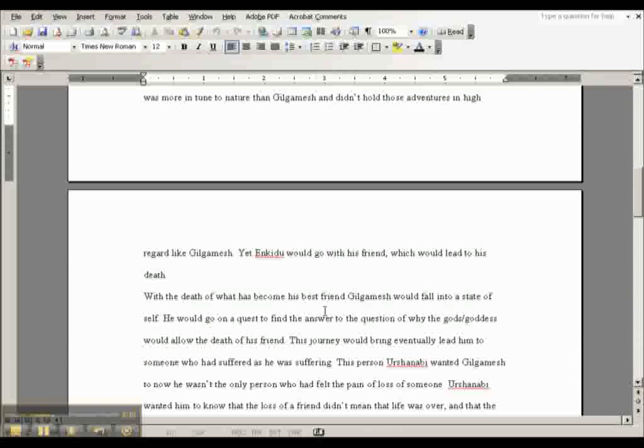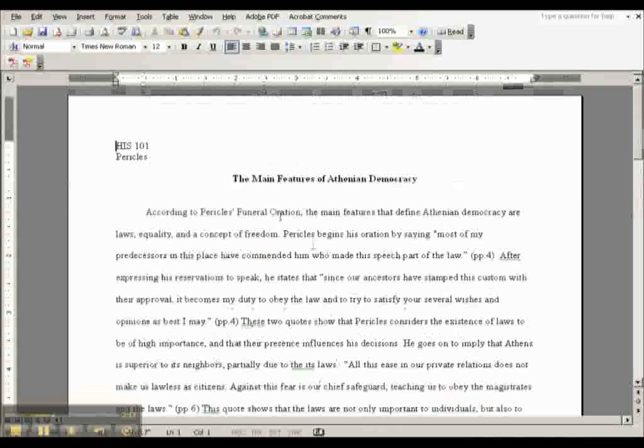Like with that last assignment, here's a paper assignment from 101 on the Gilgamesh book, and you'll see that it goes one page, two pages, long two pages in it. And this, again, the assignment is one page. We're not going to accept two pages. You've got to make the assignment fit what is required for the paper.